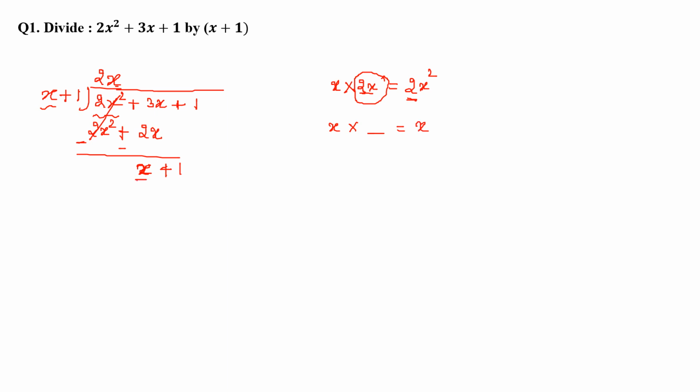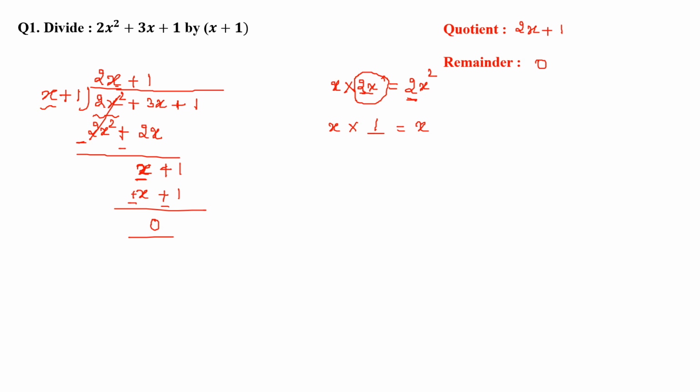The new dividend's first term is x only. So x into 1 will give me x. It means in the quotient I have to write plus 1. Now I have to multiply the divisor x plus 1 with 1, so I will get x plus 1 only. Then I have to do the subtraction, and the signs will change. So plus x becomes minus x, plus 1 becomes minus 1. Now x minus x is 0, 1 minus 1 is also 0. So my remainder is 0, and my quotient is 2x plus 1.